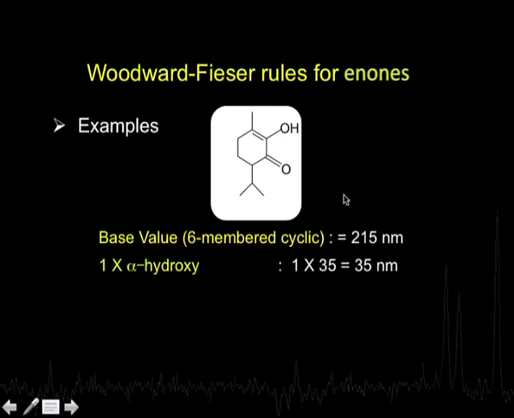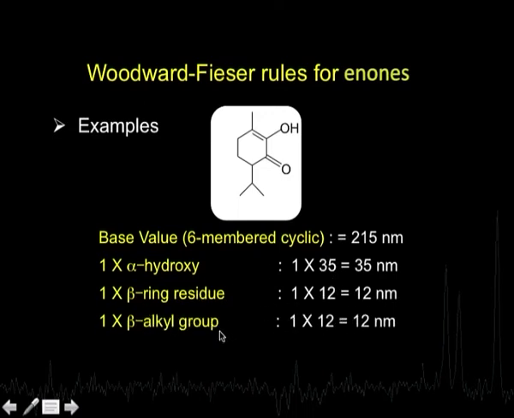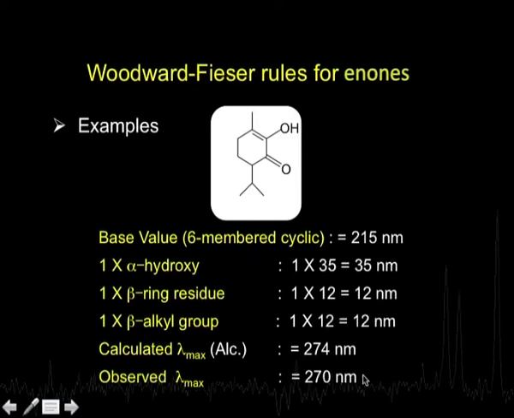We will see the contribution. So alpha hydroxy gives me 35 nanometers. It's a large contribution here. And then we find that a beta ring residue gives me 12 nanometers, and a beta alkyl group gives me 12 nanometers again. So all these put together give me a value of about 274 nanometers. That is the kind of value we have for this molecule. The observed value is about 270 nanometers, which is in reasonably good agreement here. Okay, let's move further.